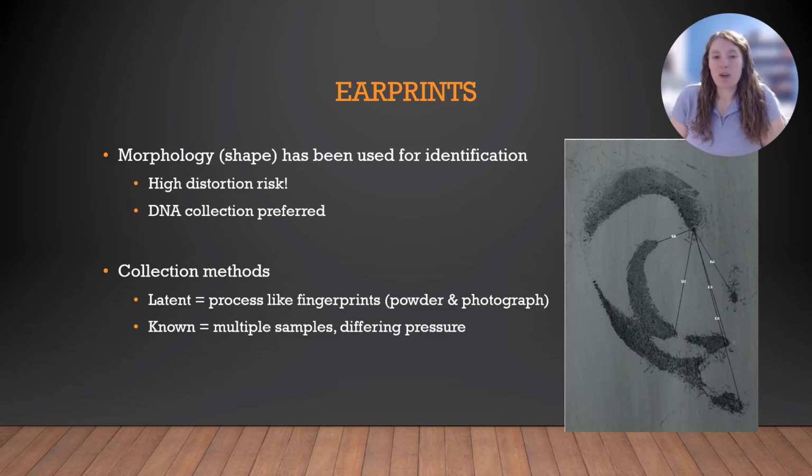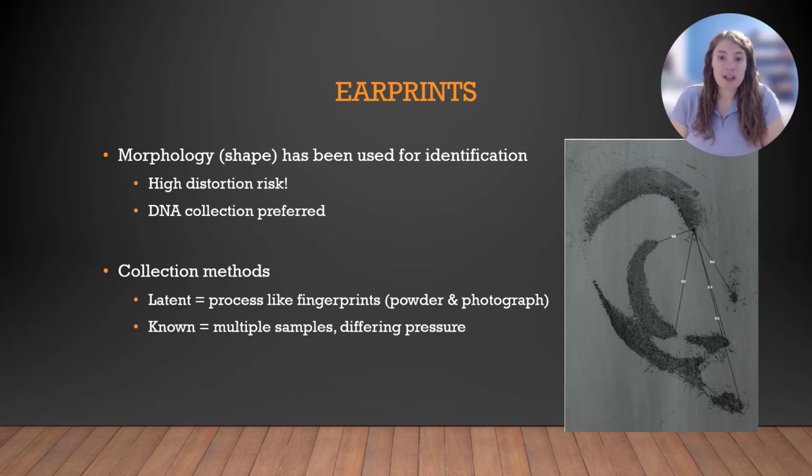Ear prints are one of those lesser-known types of impression evidence. Scientists have argued that ear shape is unique to each person. By measuring the distance between different points in the ear structure, a unique ear print can be identified. Due to the uniqueness argument, ear prints have actually been used in criminal cases as a form of identification. However, ear prints are easily distorted by pressure in a way that we don't see with other human prints.